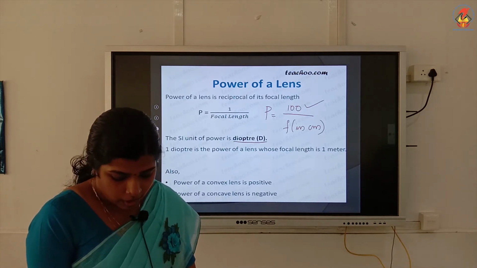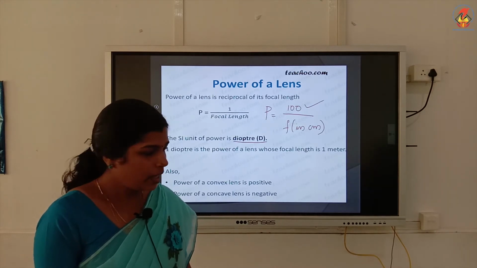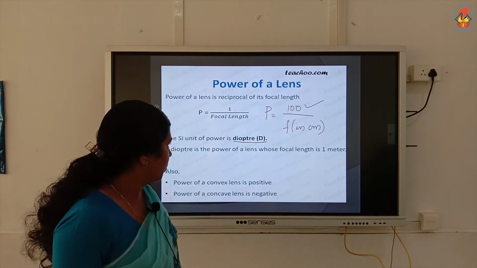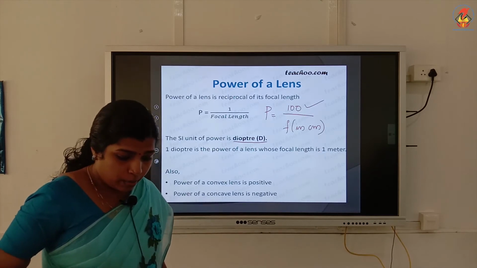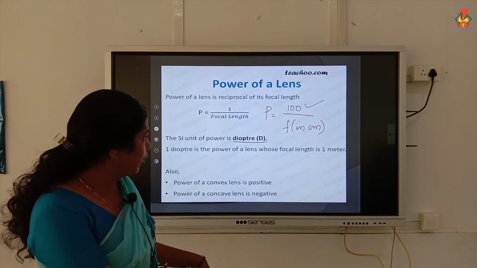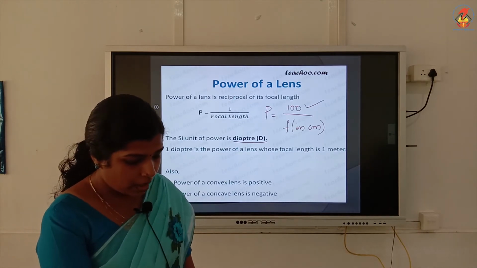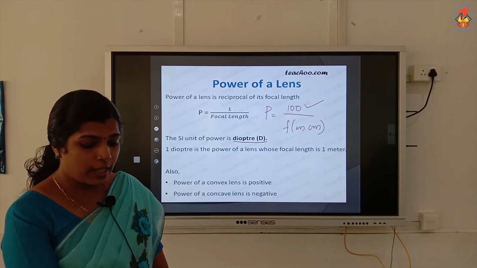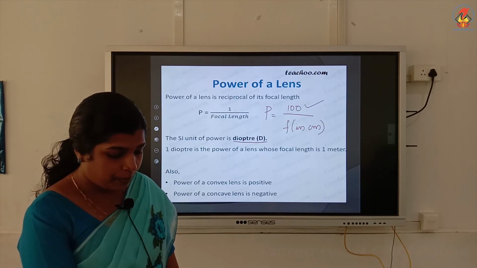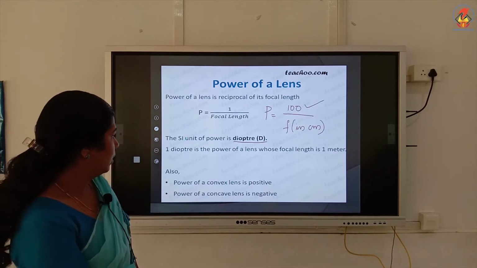Page 183, equation 10.11. Then the SI unit of power is diopter. It is denoted by the letter D. Then 1 diopter is the power of the lens whose focal length is 1 meter. Then the power of convex lens is positive and that of concave lens is negative. That I will show you.